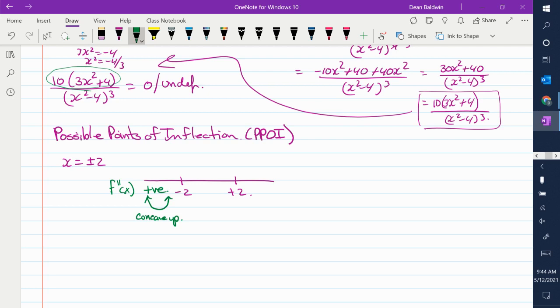And I'll show you what the graph looks like after this. Between -2 and +2, if you put 0 in, you're going to get a negative number. So it's concave down. And then the next, put 3 in, it's going to be positive. It's going to be concave up. So you know the graph is concave up from -infinity to -2. Between -2 and 2, it's concave down, and from 2 on, it's concave up. This is what the graph looks like.